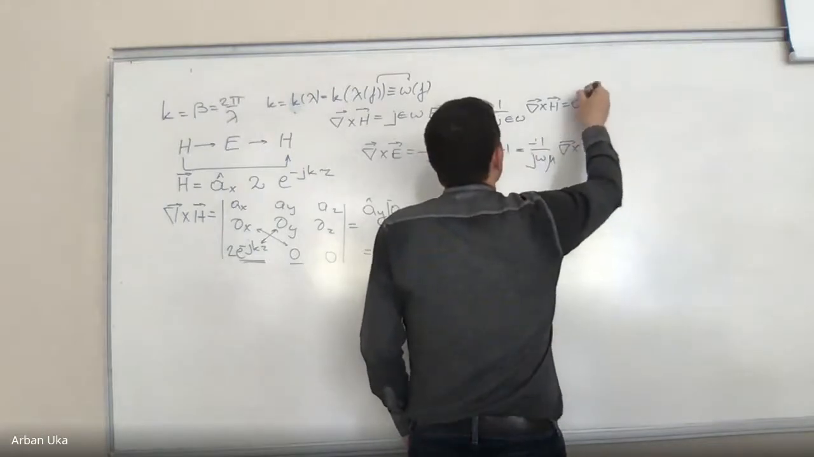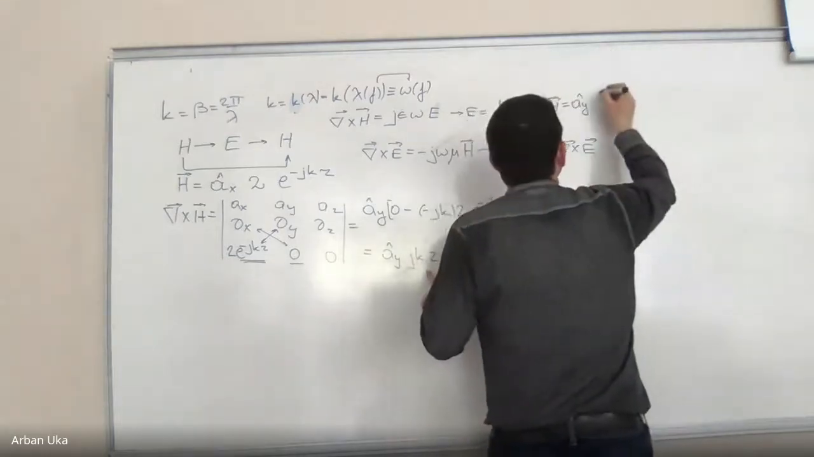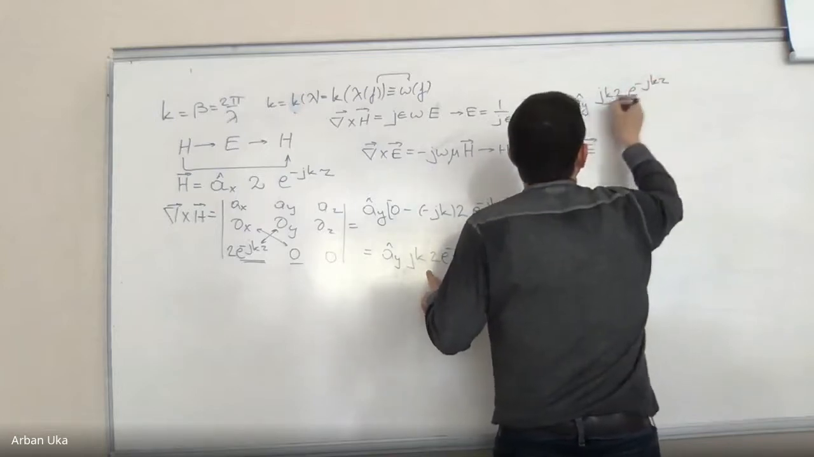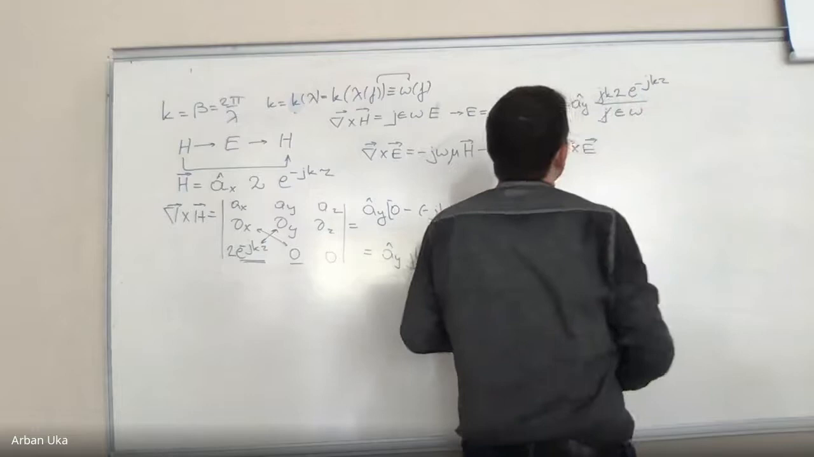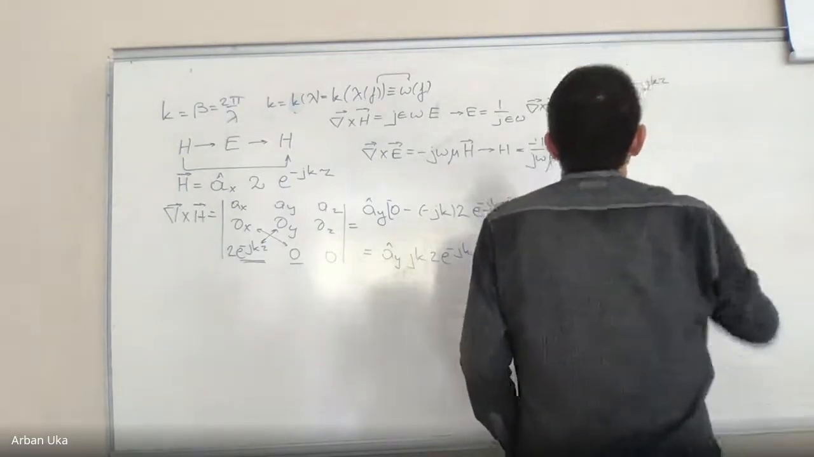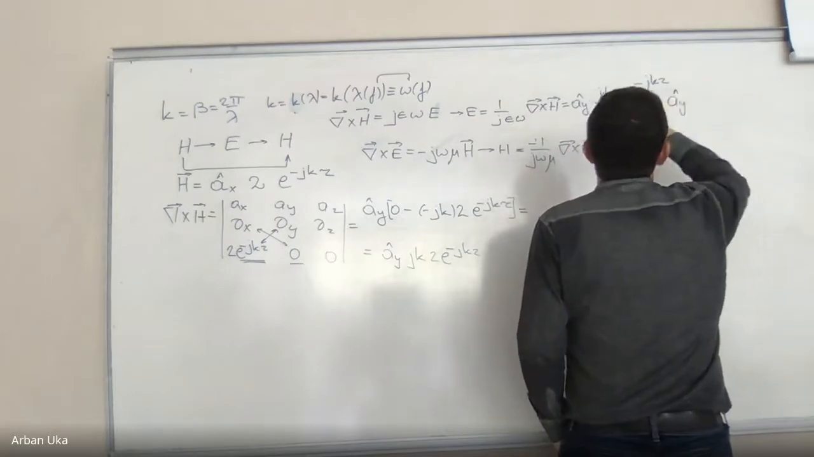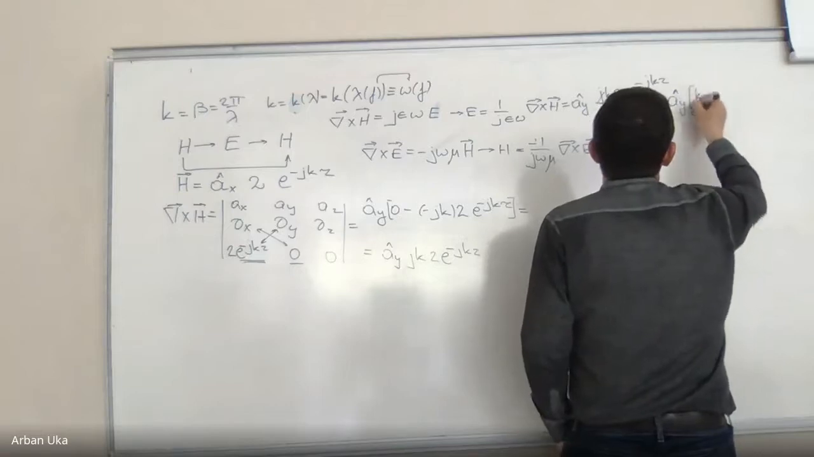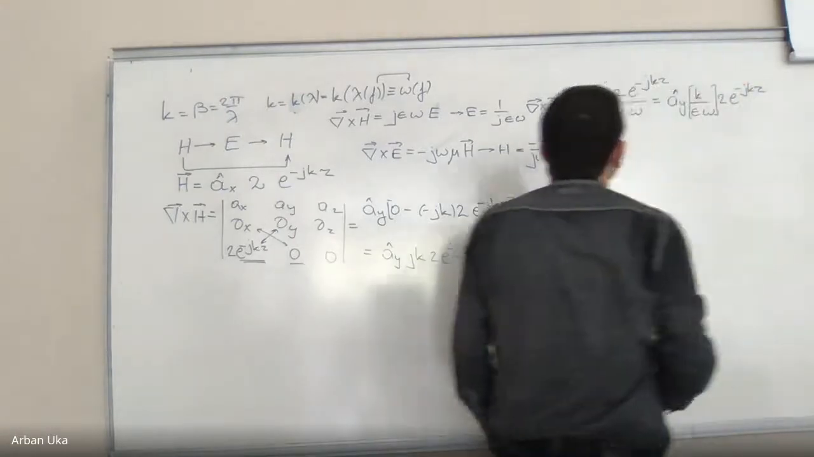This will be equal to ay jk 2 e to the power minus jkz divided by j permittivity omega. So j is cancelled out, and this is what we obtained. So let's have a look. This is ay. 2 is the amplitude, but let's give this one k. Permittivity omega 2 e to the power jkz.